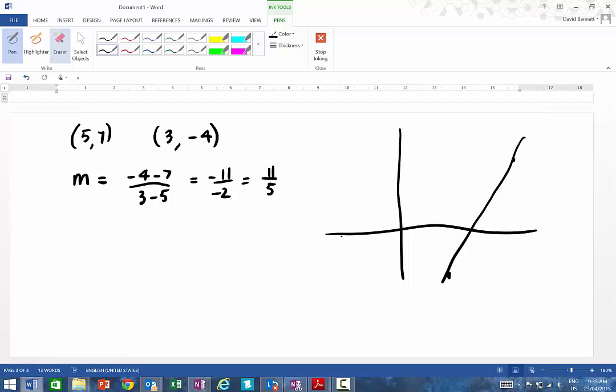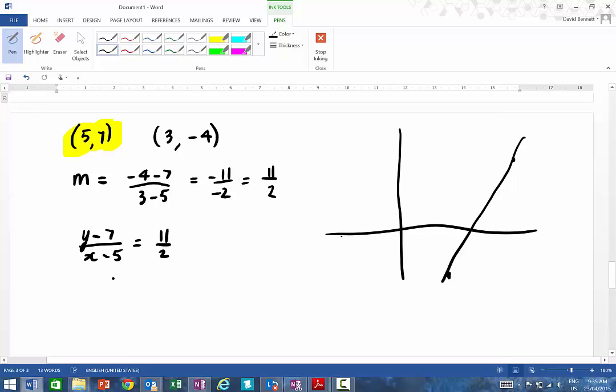Keep it as a fraction, because that will make life a little bit easier for you when you're doing the next part. Now I've got my slope, so I need to know a point. I suggest that you use this point here, just to keep the negatives out of it, but it doesn't really matter, whichever point you choose. So my equation of my line is going to be simply y take the y coordinate, 7, x take the x coordinate, 5, that's equal to my slope, which is 11 on 2.